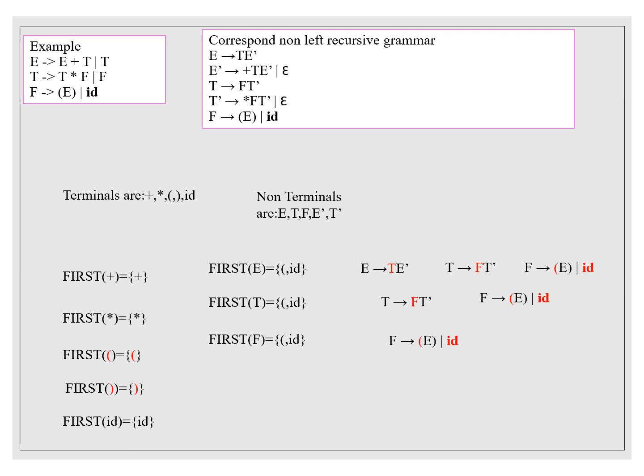What is first of F? It is open bracket comma id. What is first of E dash? The first of E dash is, look at the production, the first symbol plus. We have another alternative. What is the first symbol in the other alternative? That is epsilon. Therefore, first of E dash is plus comma epsilon. What is first of T dash? It is star comma epsilon. Okay.